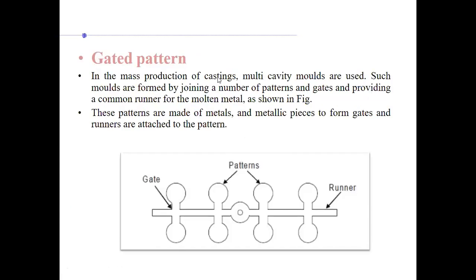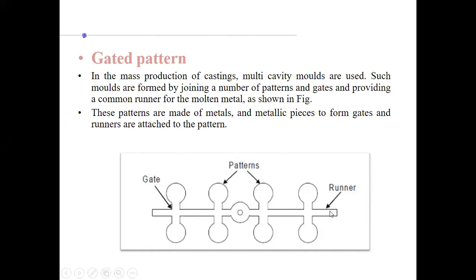Gated pattern, right? Here also same story. Gated because you have a lot of gates, right? When there are a lot of patterns, castings required, like in the mass production of castings, multi-cavity molds are used. Such molds are formed by joining a number of patterns and gates and providing a common runner for the molten metal.